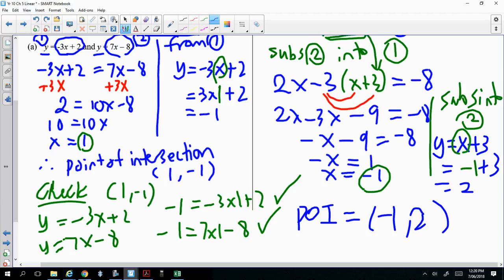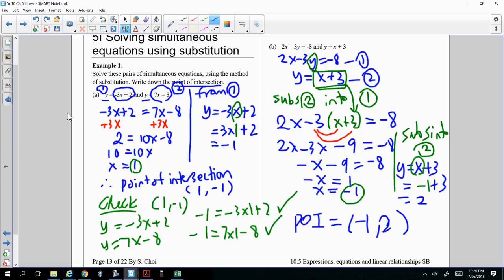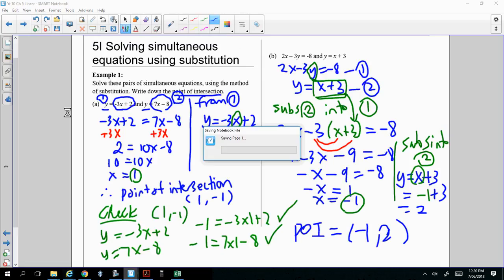So the two lines, if you draw them, they will cross at this point. Right, this is substitution, and after that we'll do elimination, then you will do the work for today. So that's 5i, substitution. Then we'll do 5j, which is elimination. Elimination, a little bit more complicated. It's suitable for more complicated equations.